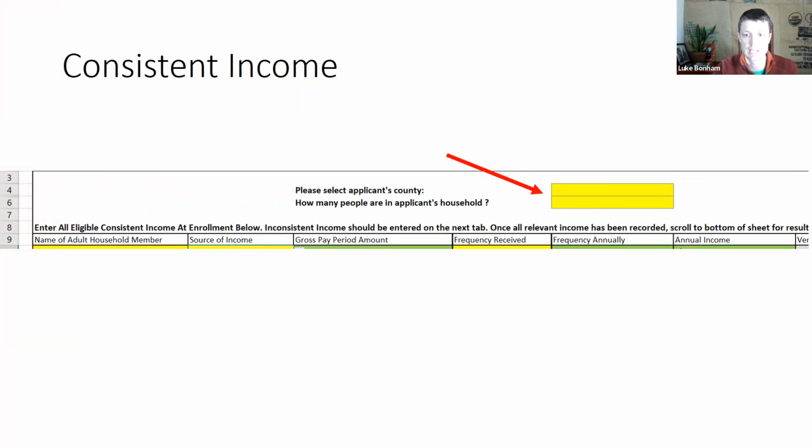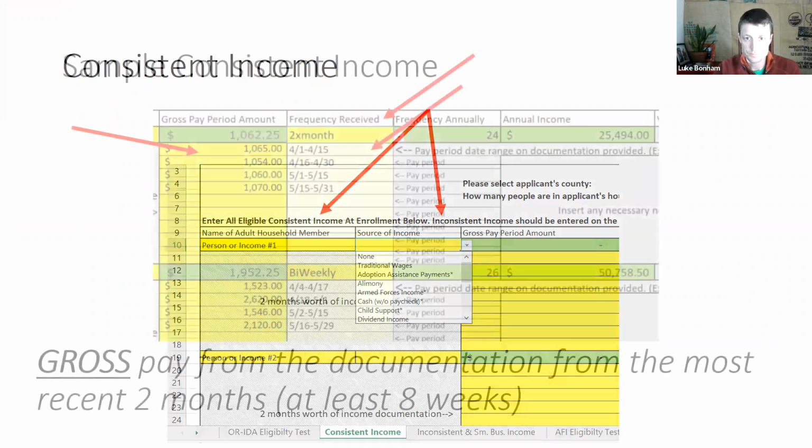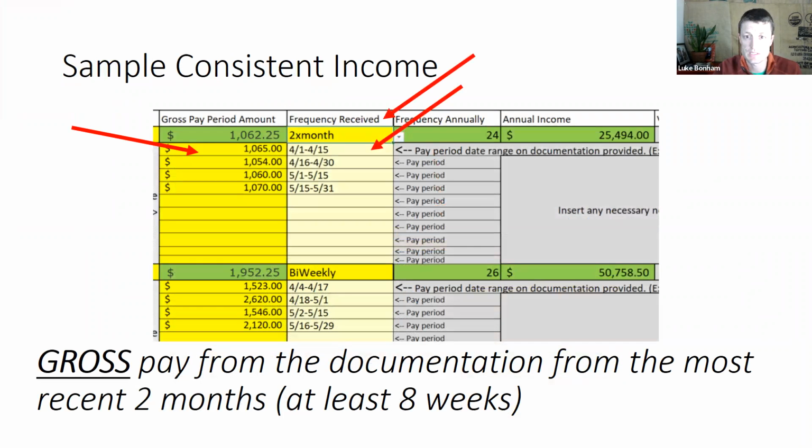Even if the client doesn't have consistent income, start with the consistent income tab because the county and household fields determine what income limit numbers are used. For each source of income, input the name of the person on the left, and from the source of income dropdown, select what type of income you are looking at. Next, look at the frequency received, which is based on documentation, not what the person says. This will inform your annual income calculation.